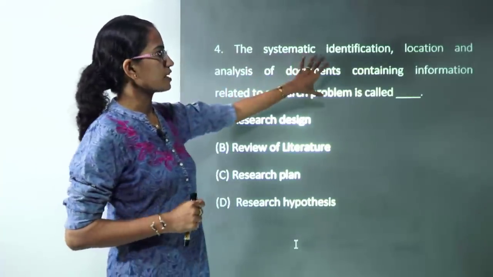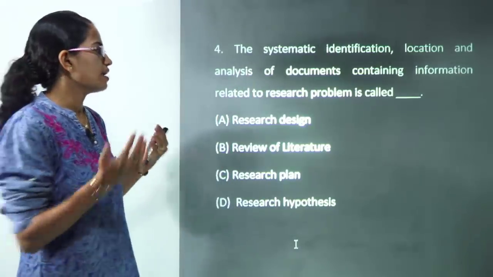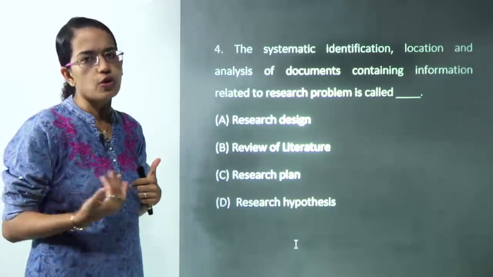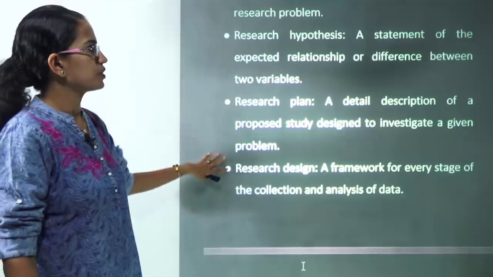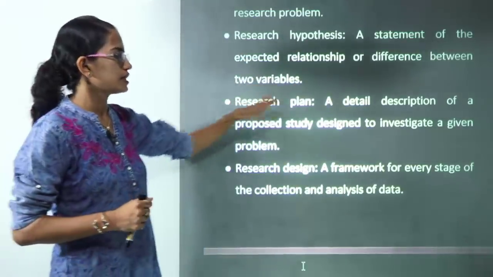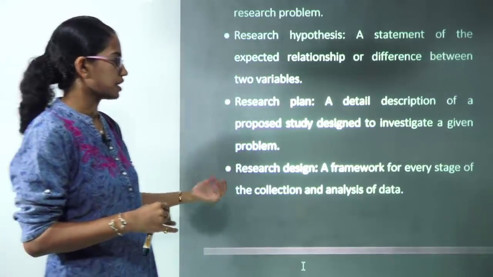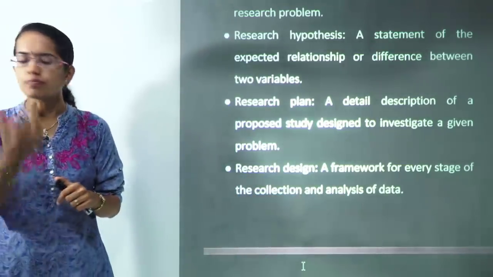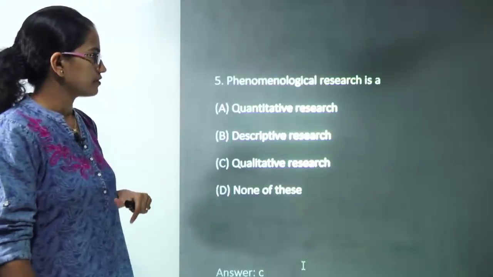So basically when we are talking about identification, location and analysis of the documents that have information related to the research, it's review of literature, or what we also call as state of the art. Now I have quick definitions for you here. Hypothesis, as we know, is a tentative solution for a problem. Research plan is a description which talks about the proposed study that you are trying to do, and research design is the framework under which you are trying to pursue your research. So that's the difference between the given choices.